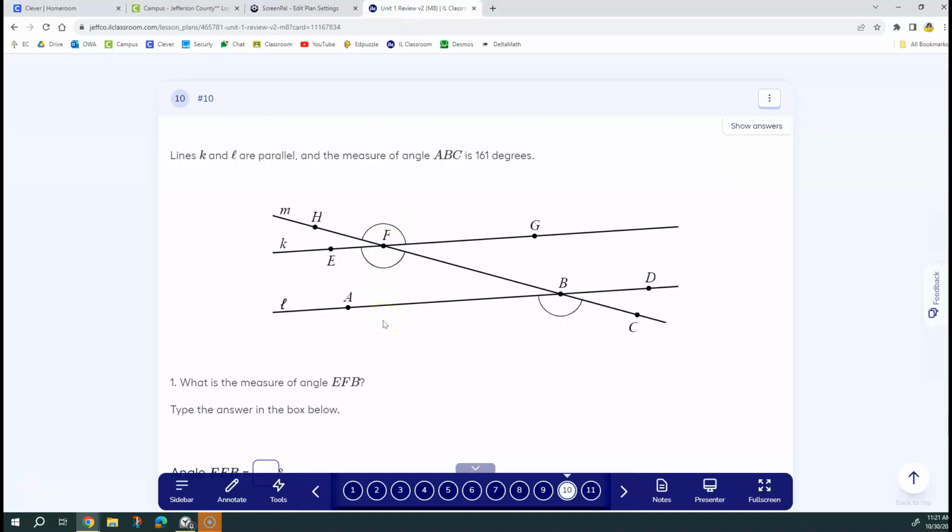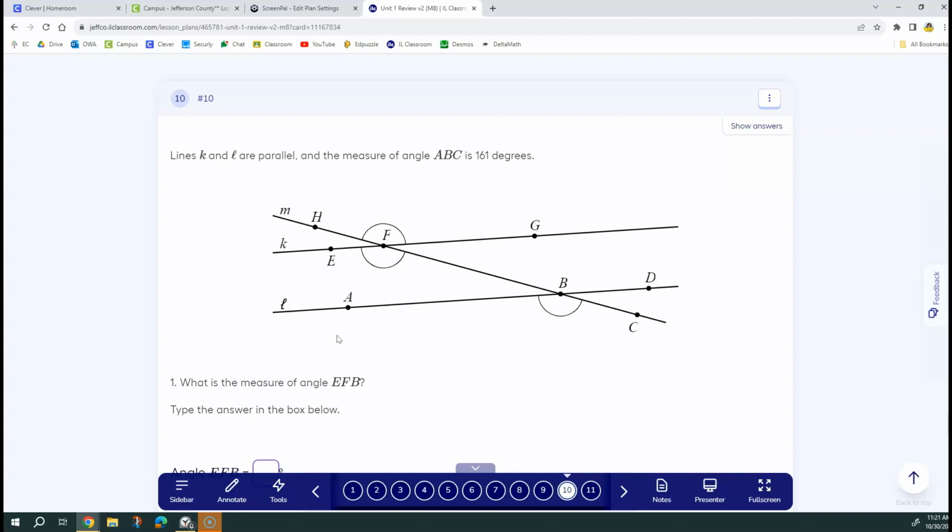All right, number 10. Lines K and L are parallel. So here's line K and here's line L. It's like a little cursive E kind of, but it's an L. These lines are parallel to one another.